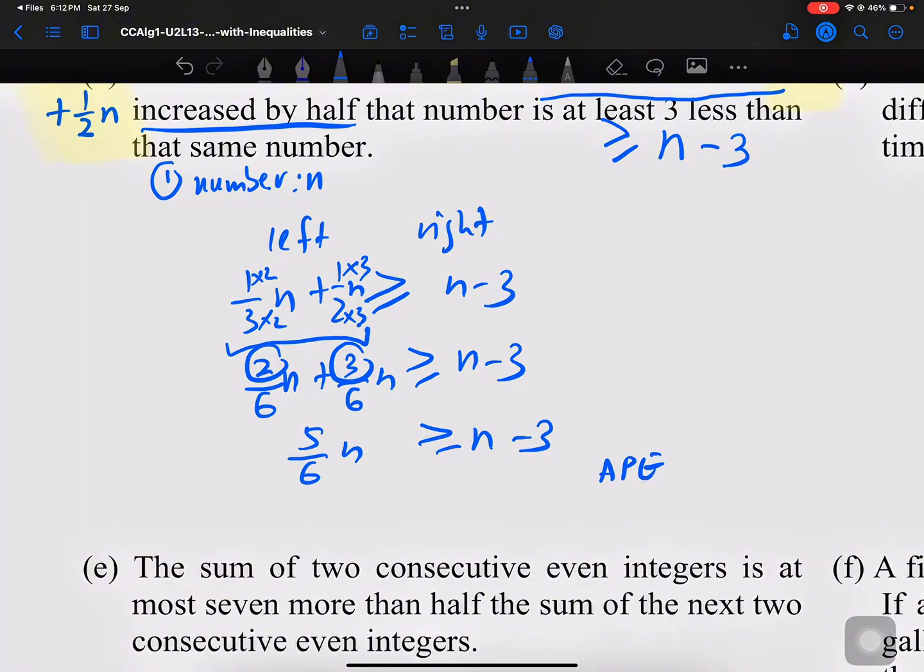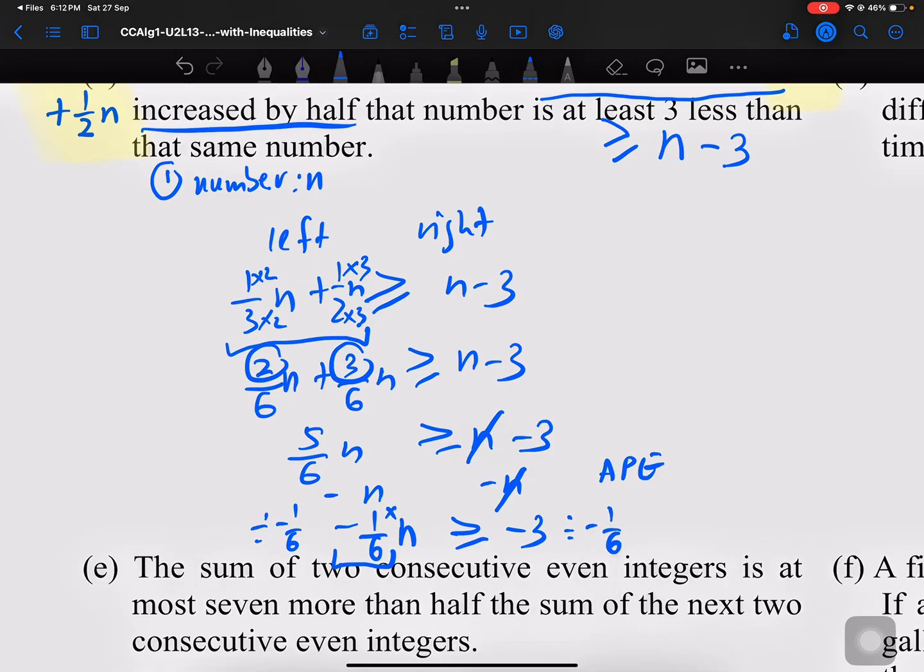Then I will minus n on both sides using APE, the additive property of equality. So minus n, this one will cut off. On my left, I will have -1/6 n larger than or equal to -3. Wow, this is a negative number. I need to remember that when I divide by any negative number, I need to flip my sign. So I divide by -1/6 on both sides.